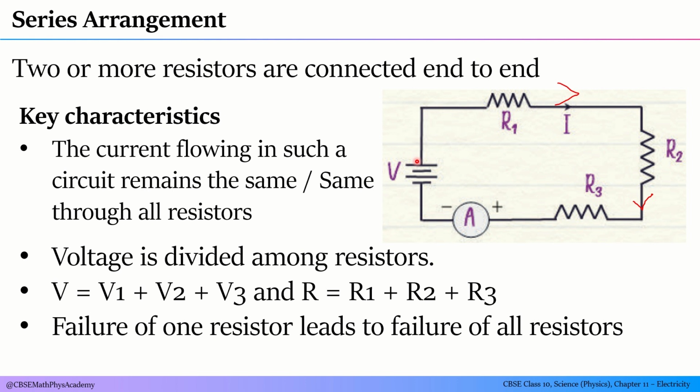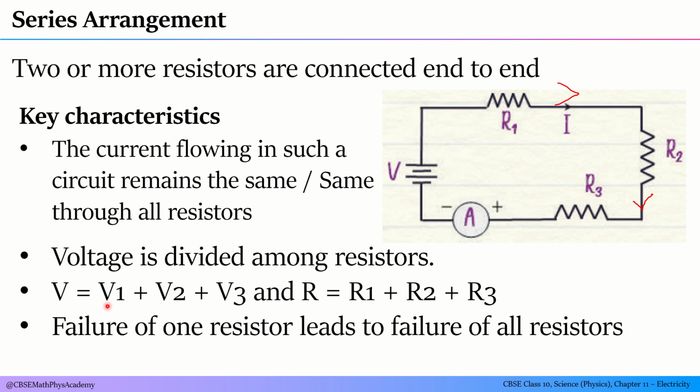So the key characteristics, the current flowing in such a circuit remains the same. Means whatever voltage you provide, 1.5 volts or 3 volts, there is some current. The current passes through this circuit from positive to negative. So it is the same current which flows in the resistance R1, R2 and R3. That's what it says, same through all the resistors. But voltage is divided among resistors. Means the potential difference between R1, R2 and R3 are different.